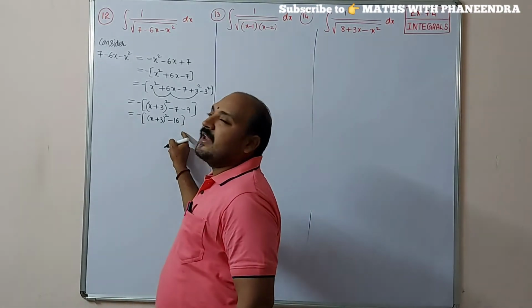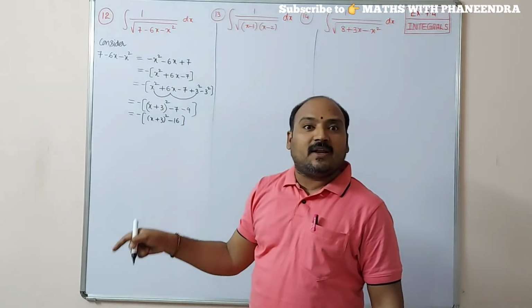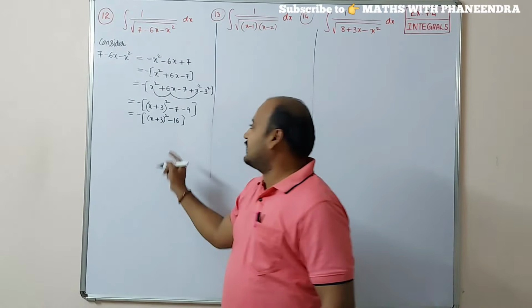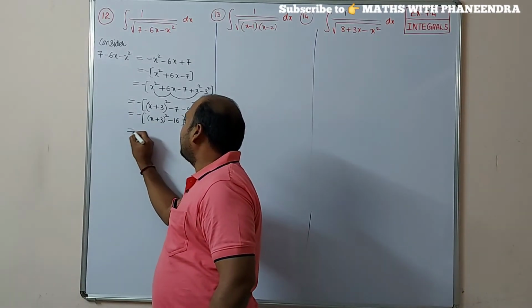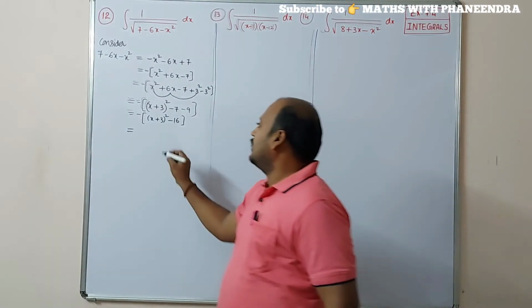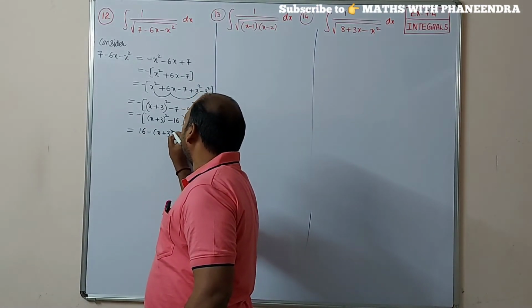So multiplying by minus, why are we multiplying? Because the given integral has a square root. In the square root, a minus cannot exist. So multiply each and every term. Otherwise, if you interchange these two terms, the minus is going to be eliminated. So it will become 16 minus (x plus 3) whole square.